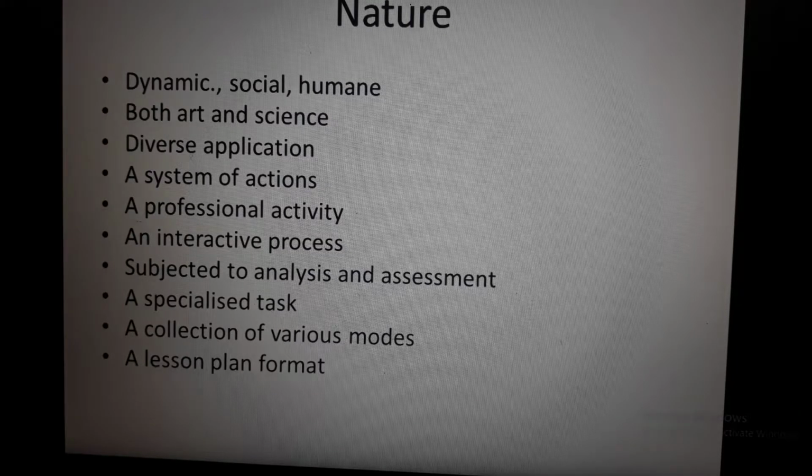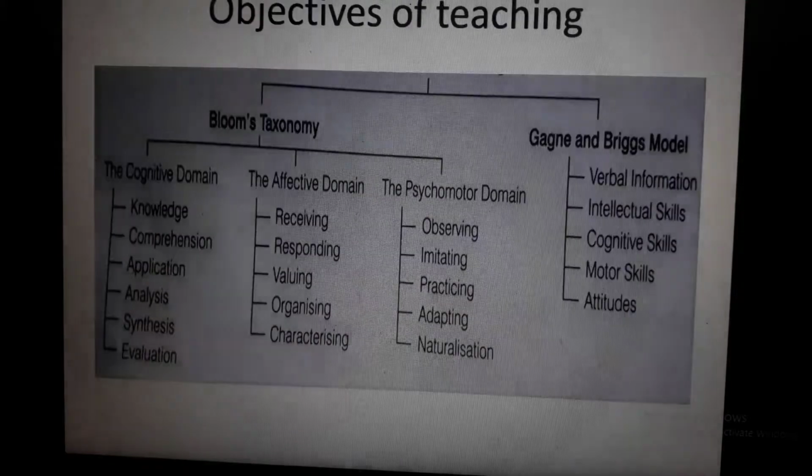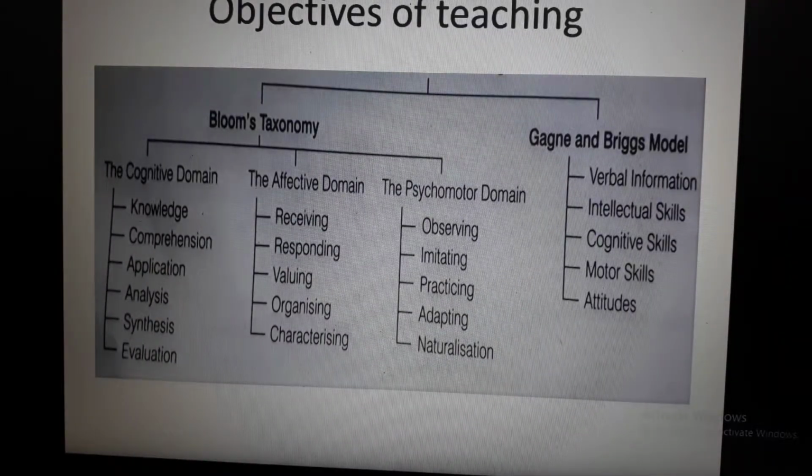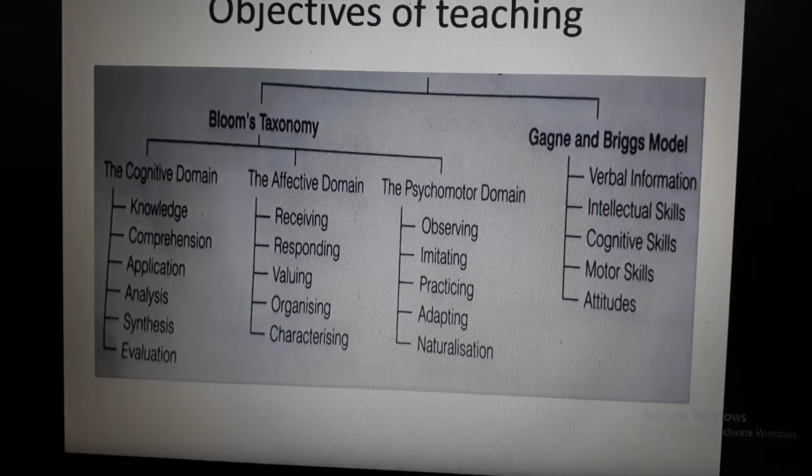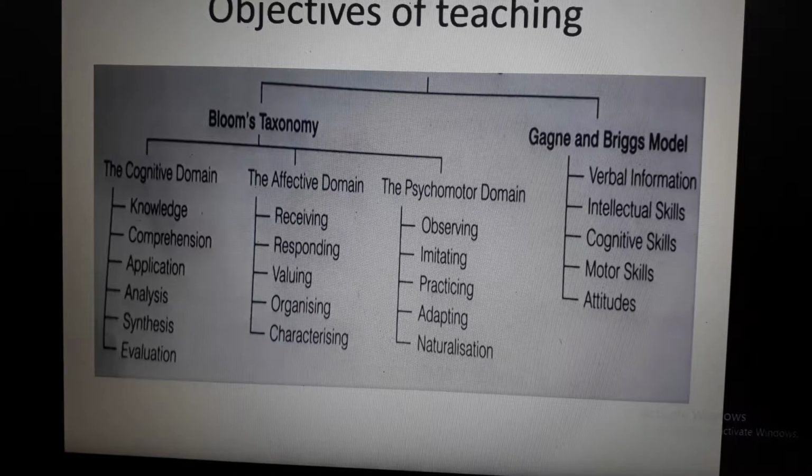And then let's go to the objectives. So broadly there are two models, Bloom's taxonomy and the Gardner and Bridge model. In Bloom's taxonomy there are again three domains: the cognitive domain, the affective domain, and the psychomotor domain. Let me explain what the domains are first, then we'll get to the parts again.